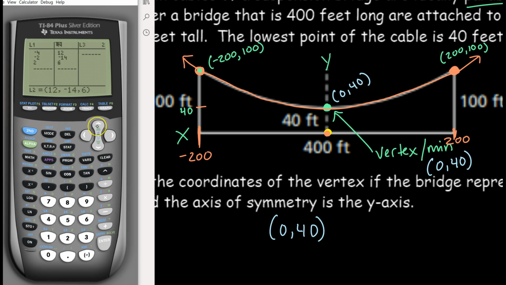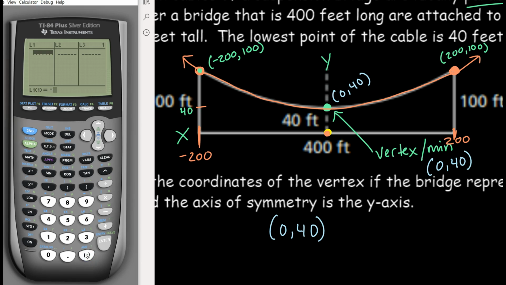Edit. I got to clear out my list. You do that by going up to the L's and pressing clear, and then going down. Go up to L1, press clear, then go down. So, how am I going to enter this? 0, negative 200, and 200.